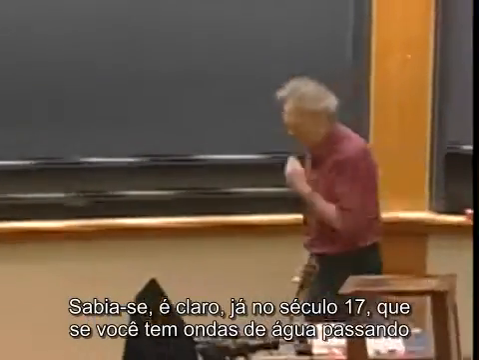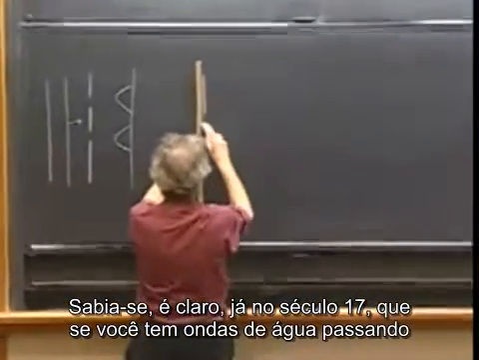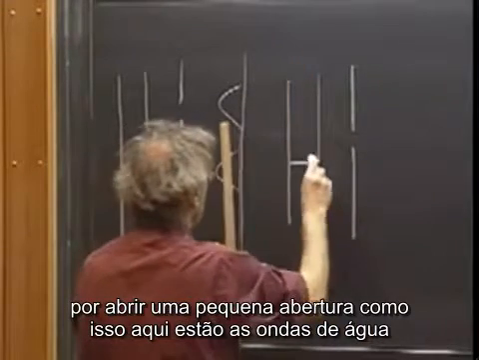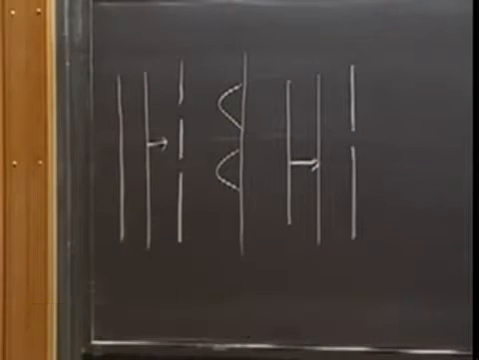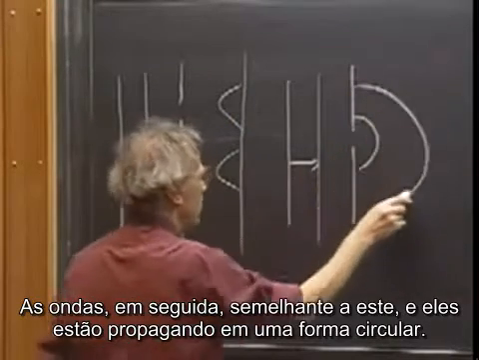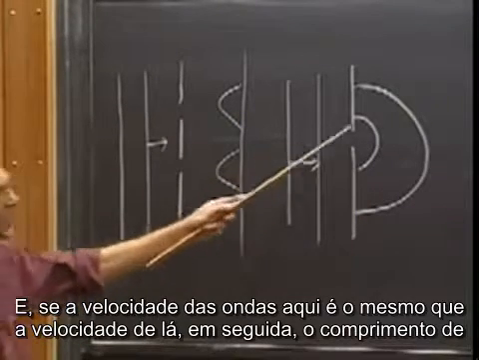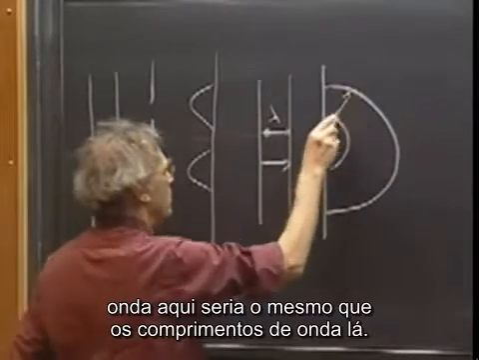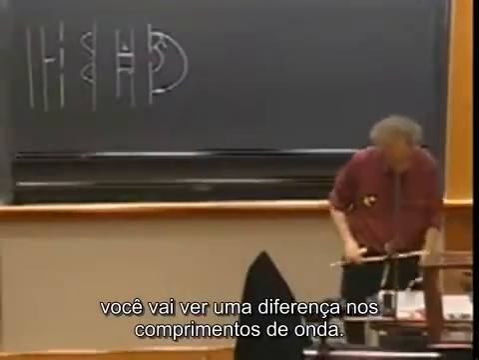It was known, of course, already in the 17th century that if you have water waves going through a small opening, so here are water waves moving in like so, and here is also water, that what you see coming out there are circular waves. The waves then look like this, and they're propagating out in a circular fashion. And if the velocity of the waves here is the same as the velocity there, then the wavelength here would be the same as the wavelength there. But if the velocities are different, of course, you will see a difference in the wavelength.